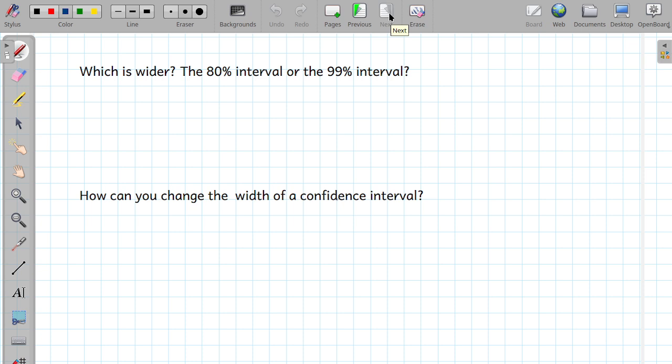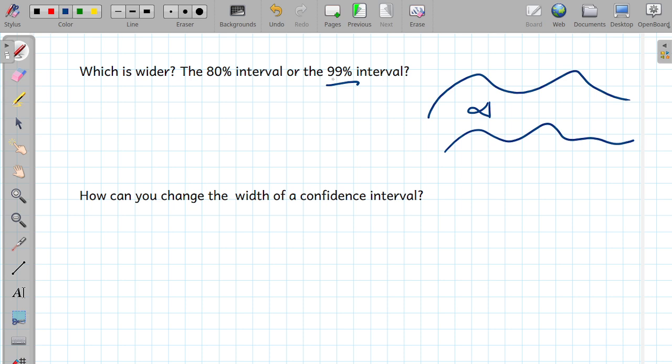All right, so which is wider, an 80% interval or a 99% interval? This goes for any interval. And I like to explain this with an analogy. If you're fishing, here's a river, and you want to catch a fish, but you've got to use a net. Which would make you more confident? Remember, these are confidence levels, right?